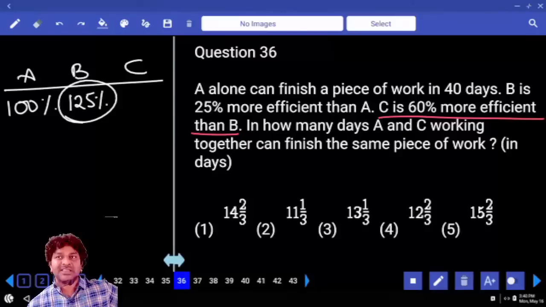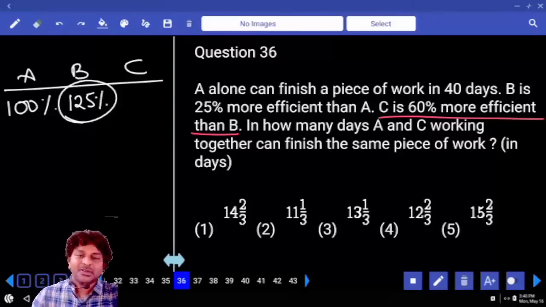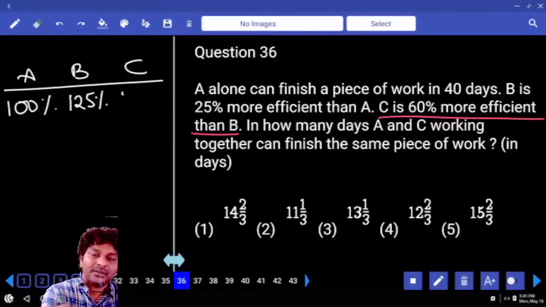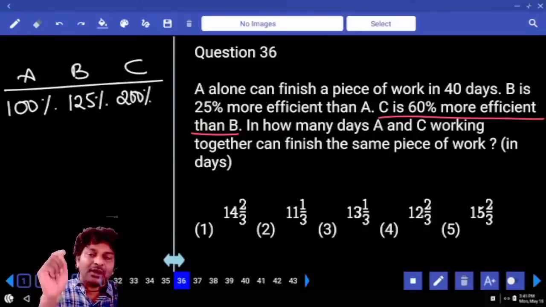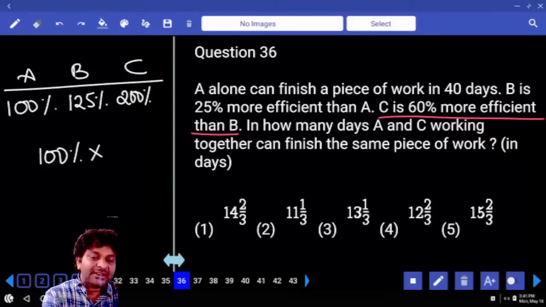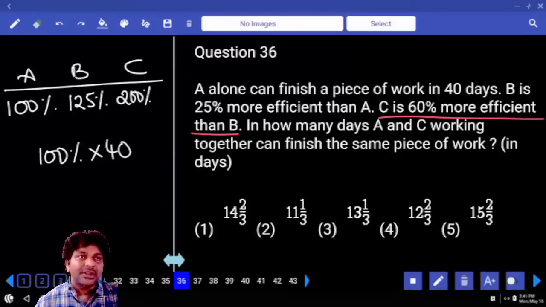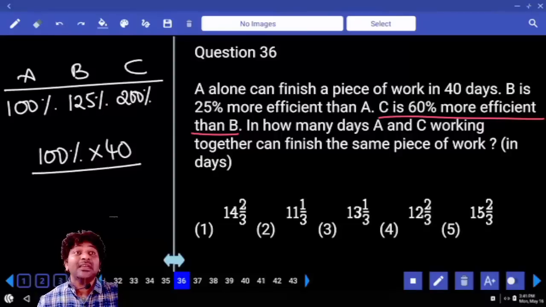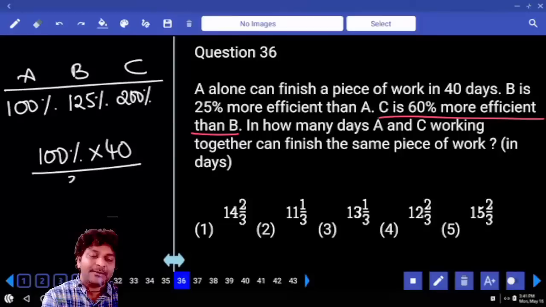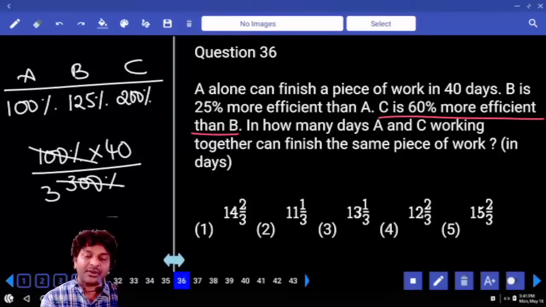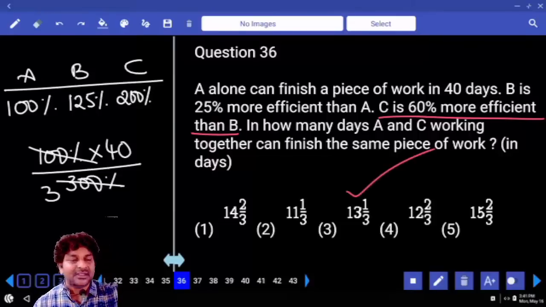ఈ కేసులో అది ఈజీ, అన్ని చోట్ల కాదు. అర్థమవుతుందా? So how much you need to add now? Then it becomes 200%. Right. So now A with 100% efficiency can complete the work in how many days? Into 40. M1D1. This is total work. Now the same work should be done by A and C together. A and C together, efficiency 300%, correct? 100, 3 times, 40 by 3, 13, 1 by 3.